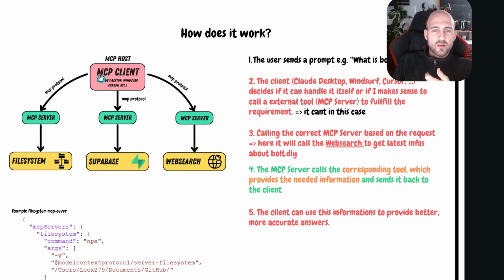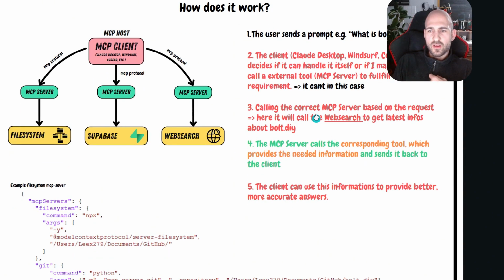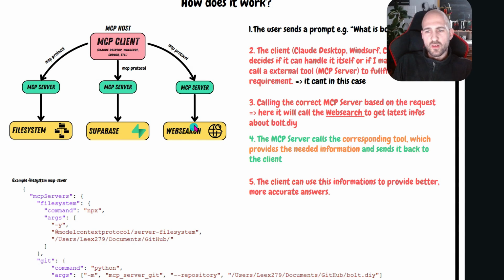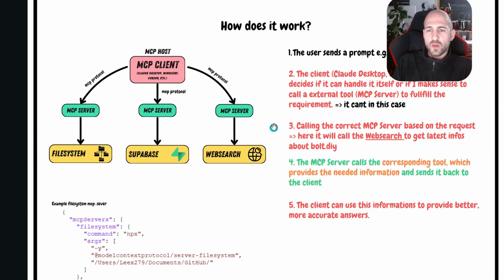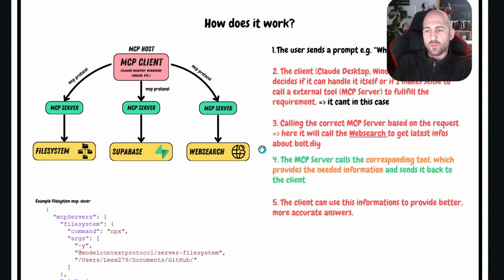So it decides to go here on the right side to the MCP server for the web search, calling it. This does the web search, gets the information, and sends it back to the client. So the LLM now has much more information and can prepare a better answer for the user. So this is basically it, nothing more.